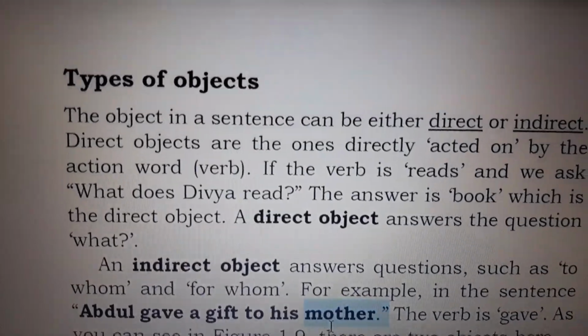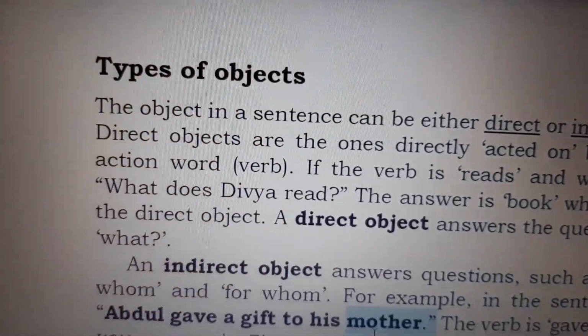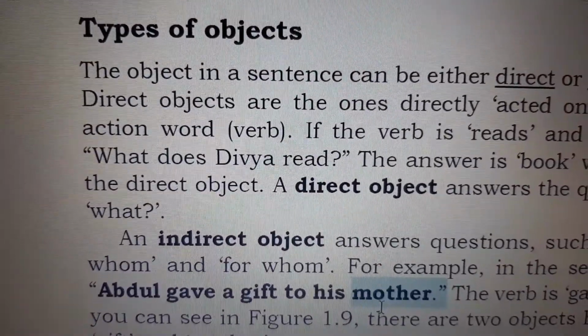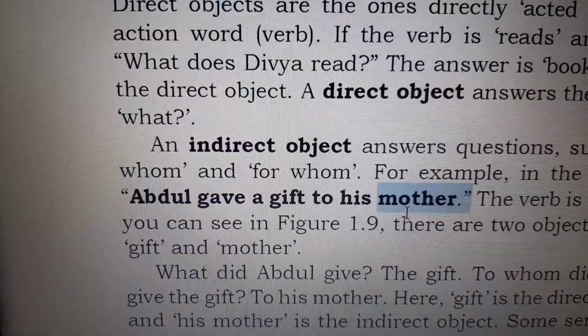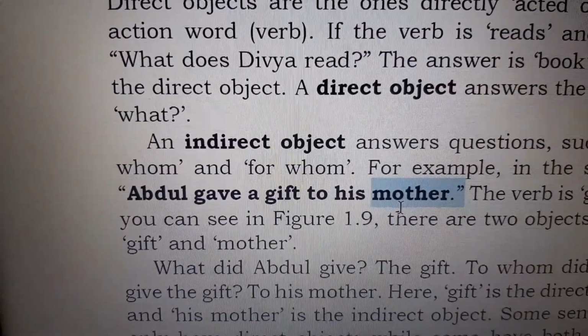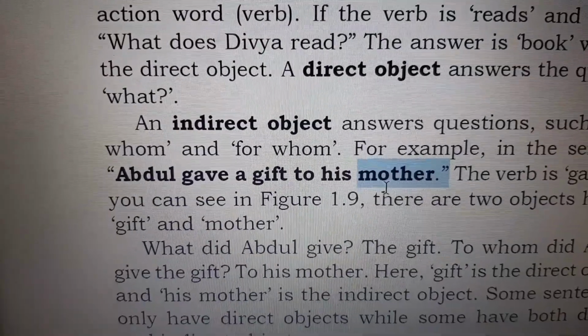Objects are classified as either direct or indirect. Where you are getting the direct answer, that is a direct object. Where you are getting an object and for whom the object is, that is an indirect object.